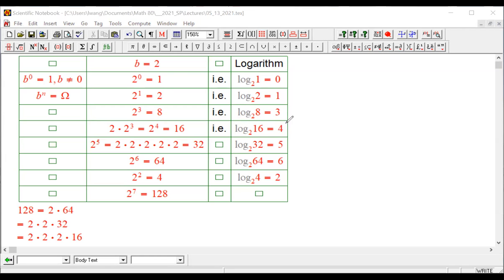Okay, for example, over here, I want to see your handwriting. So this would be written as log base 2 of 16 equals 4. Something like that.